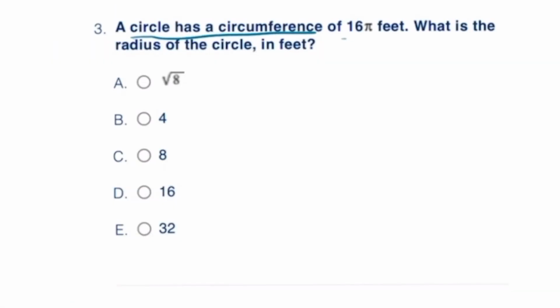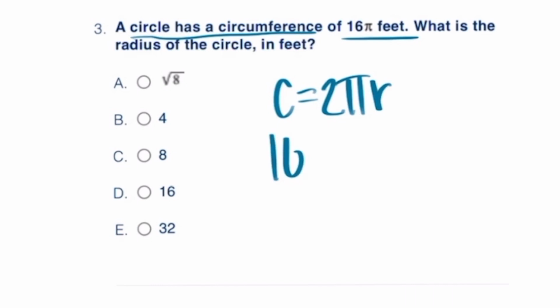Our next question deals with circles. You need to know that the circumference is 2 pi r. They should give you that on the sheet though, so you could just look it up if you don't know it. And they're telling us that it equals 16 pi. So we want to solve for the radius here.